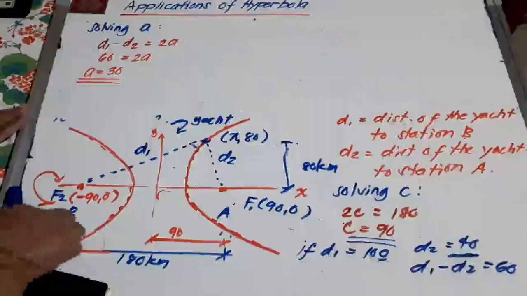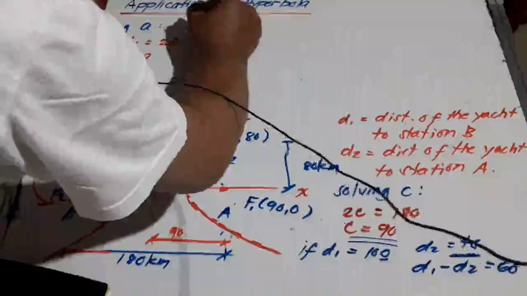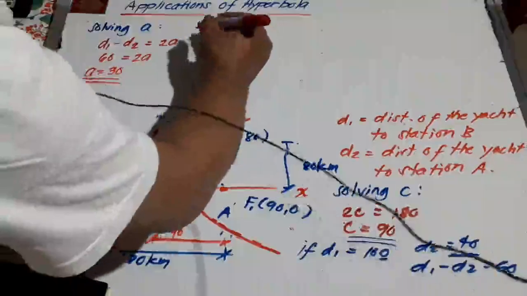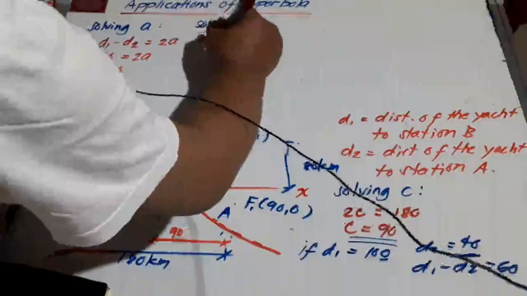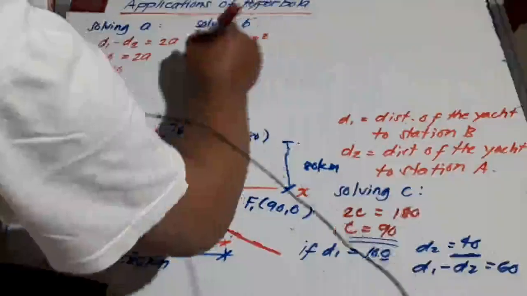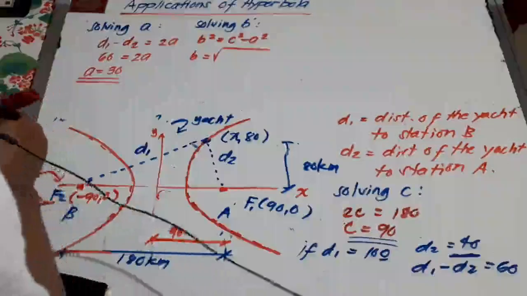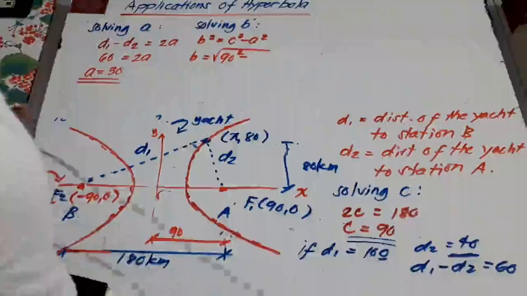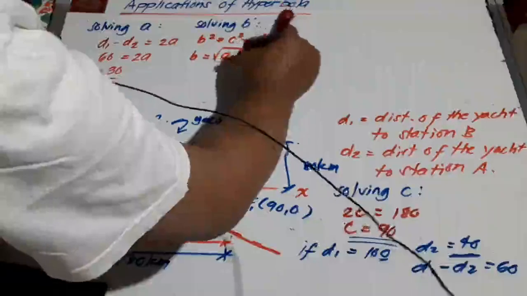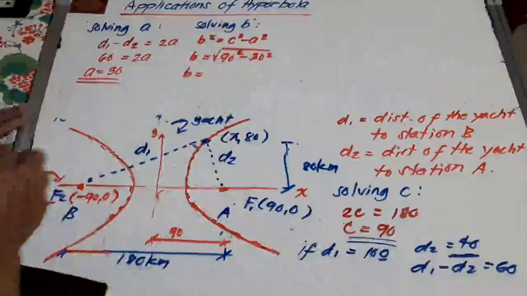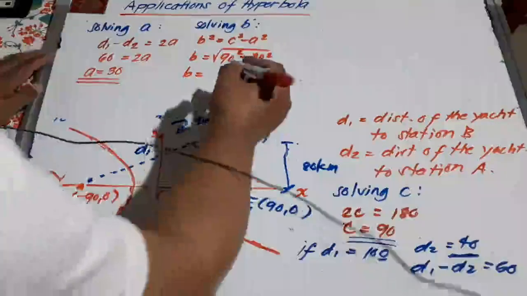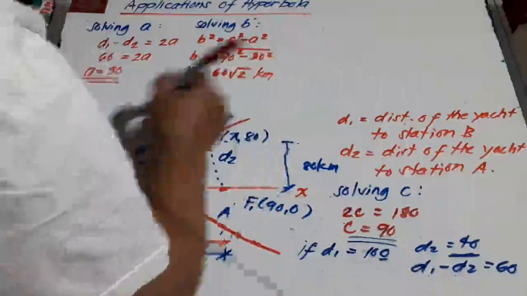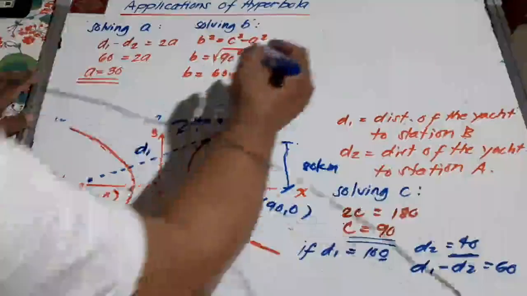Then, solving b. Paano masosolve si b? Using the relation b squared equals c squared minus a squared. Therefore, b equals the square root of 90 squared minus 30 squared. So the value of b is 60 square root of 2 kilometers. Okay. Pwede natin masolve yung equation. Solving the equation of the hyperbola.